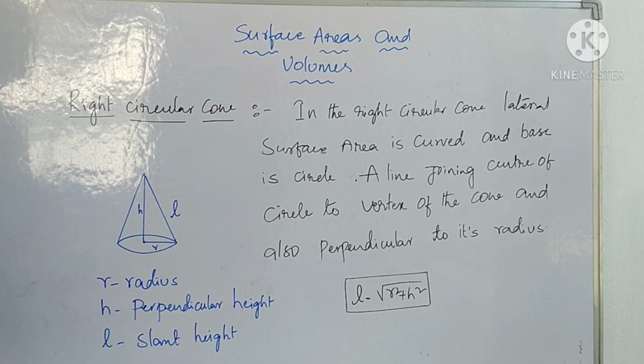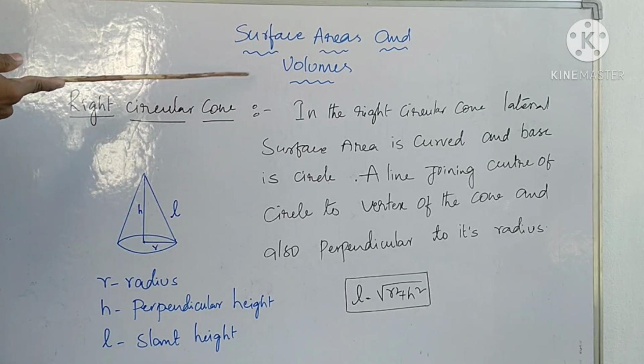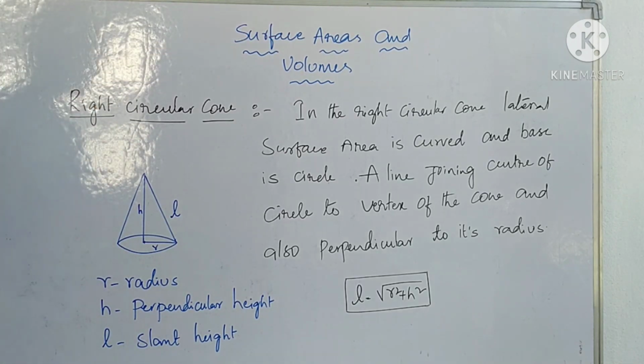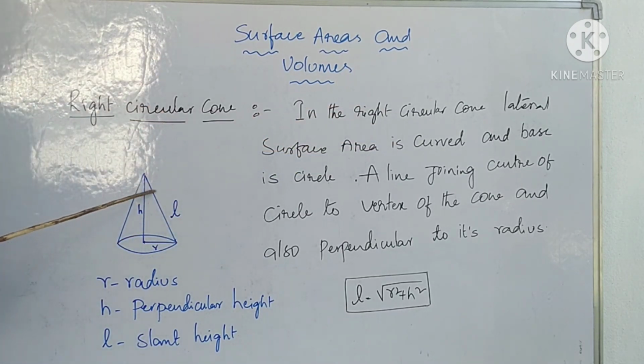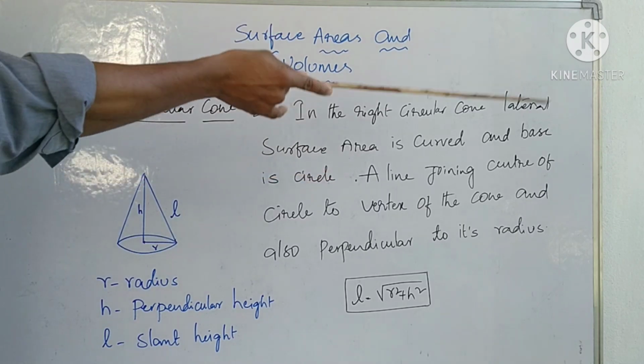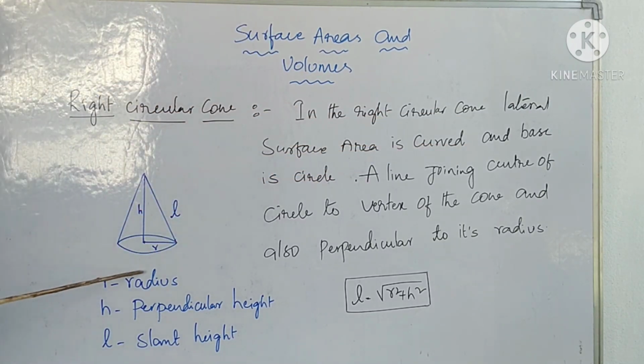Today we are going to discuss surface areas and volumes. The subtopic is the right circular cone. In the right circular cone, the lateral surface area is curved, and the base is a circle. In the given figure, the base is a circle and the lateral surface area is curved.